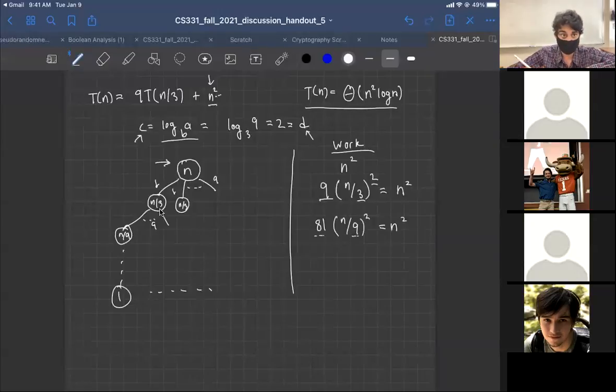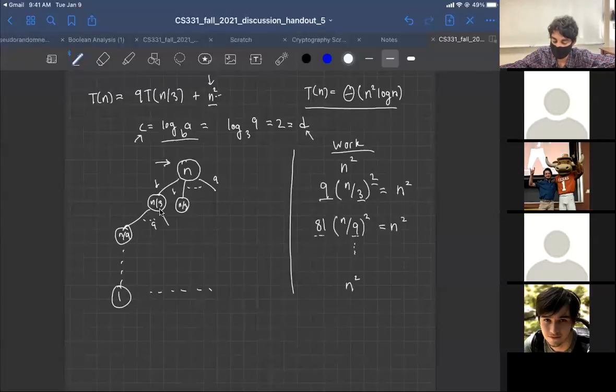I think this is enough for us to see the pattern that all of these are going to be n squared. The next is going to be 729 over whatever the square root of 729 is, n over 27 squared. So that cancels out again. So you do n squared at each level, all the way to the bottom level. At each level, you do n squared work.